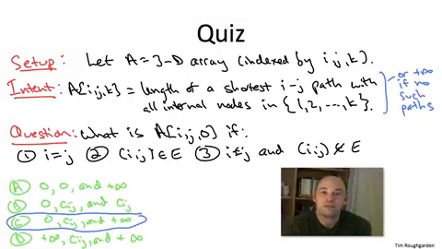On the other hand, if I is not equal to J and I and J are not directly connected, then every path from I to J has at least one internal node, so there are no paths from I to J without any internal nodes. In that case, by definition, we assign a value of plus infinity.